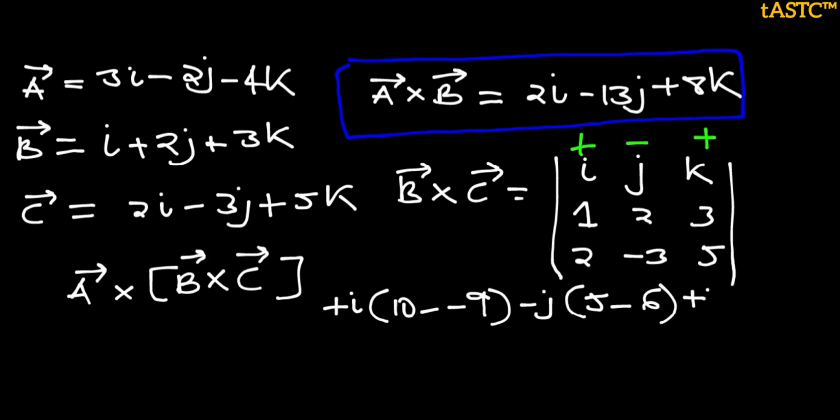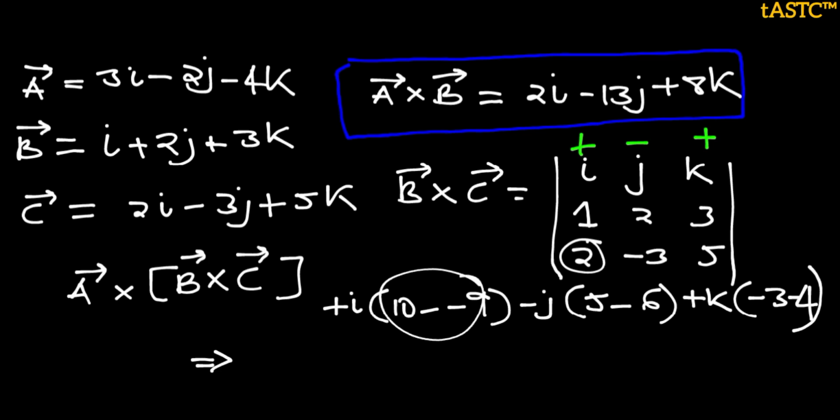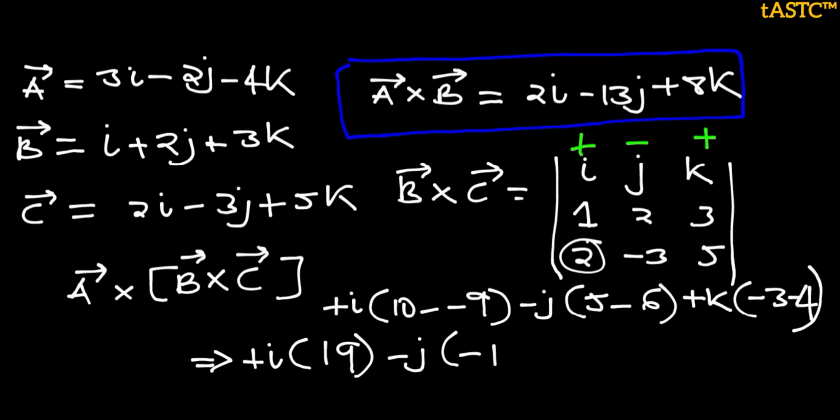Next up, we've got a plus k. Now, as we take these ones out, we've got a negative 3. So this will be minus 3. And we have a 2 multiplied by 2. That is going to give us a 4. So we've got to have a minus 4 right there. So b cross c is going to be i multiplied by 10 plus 9. This is going to give us a 19. On this side, we're going to have a minus j. This is going to give us a minus 1. On this side, I've got a plus k, and this is going to give us a minus 7.